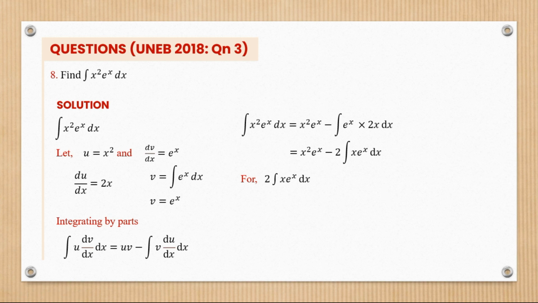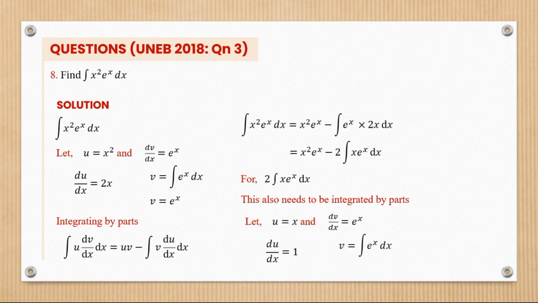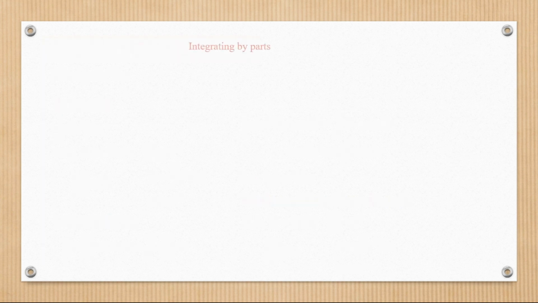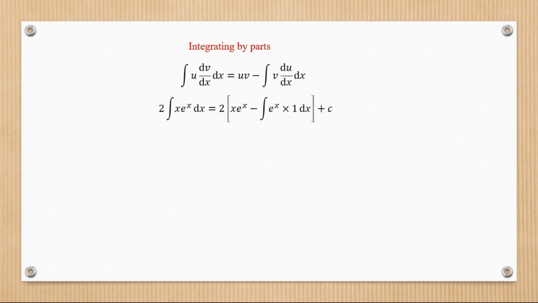So for 2 times the integral of x e^x dx, this also needs to be integrated by parts. Therefore we're going to let u be equal to x and dv/dx be equal to e^x. So du/dx is equal to 1, and to find v, we integrate e^x, so v is equal to e^x. Then integrating by parts, 2 times the integral of x e^x dx is equal to 2 times x e^x minus the integral of e^x times 1 dx, plus c.